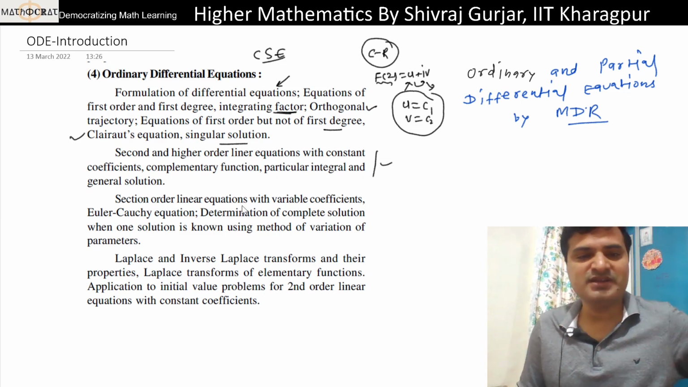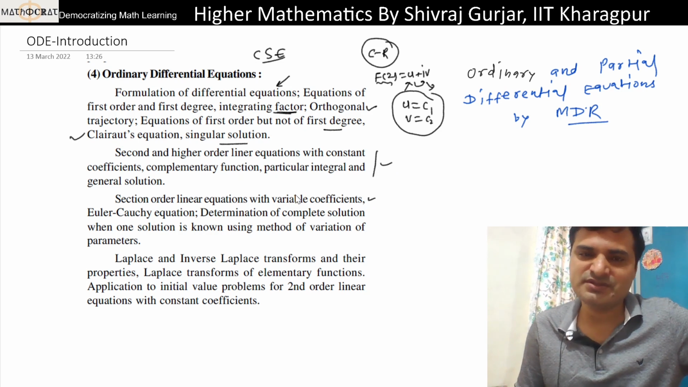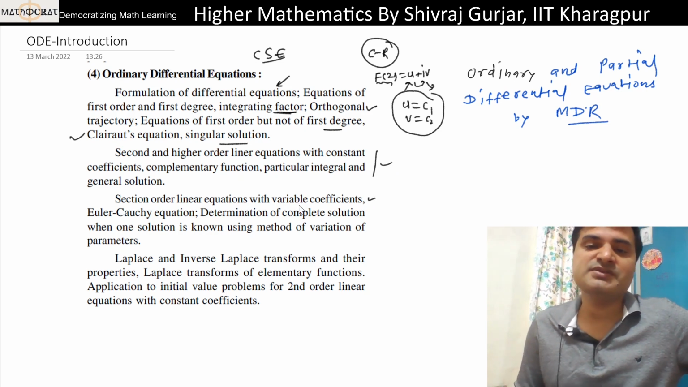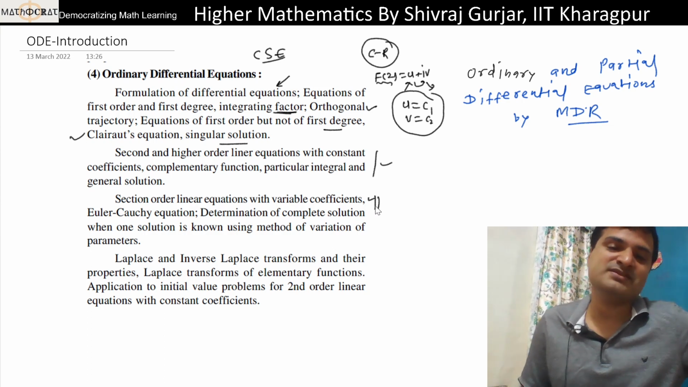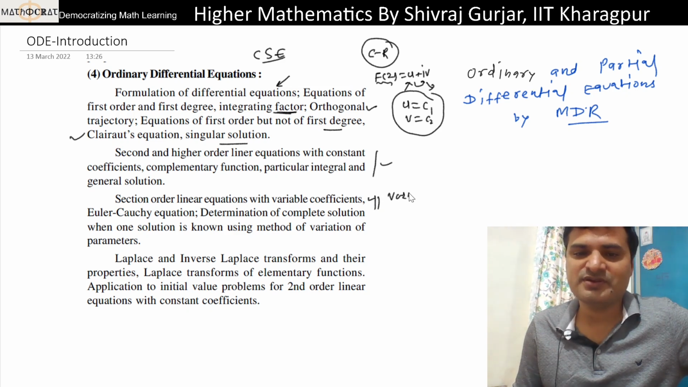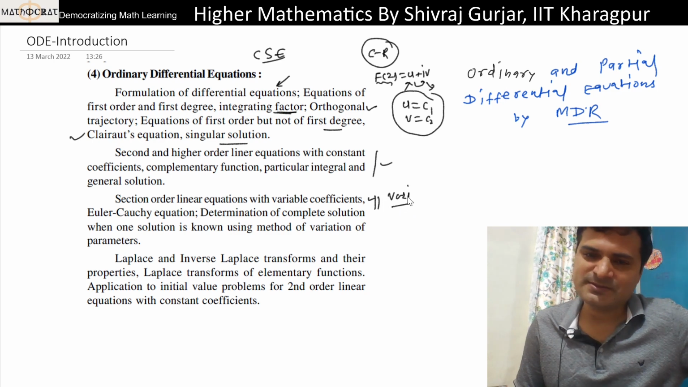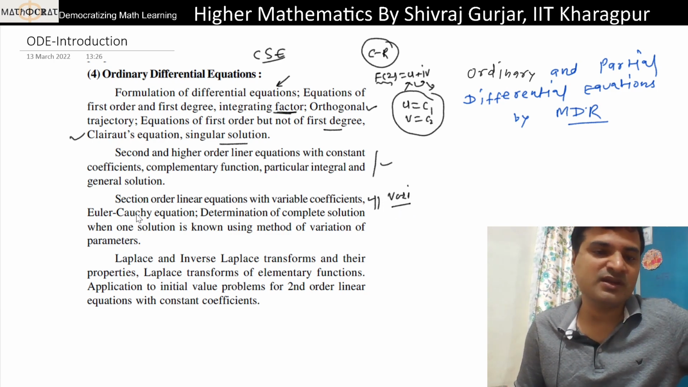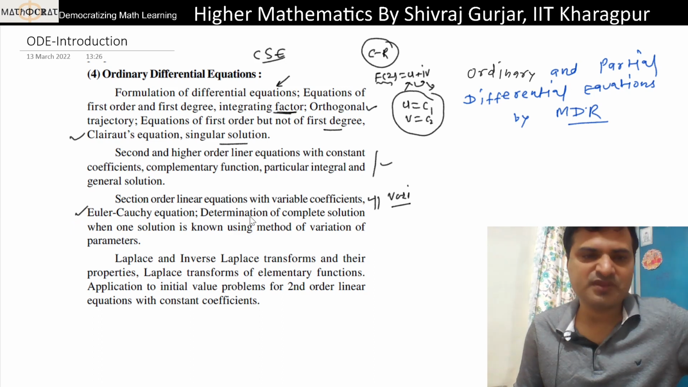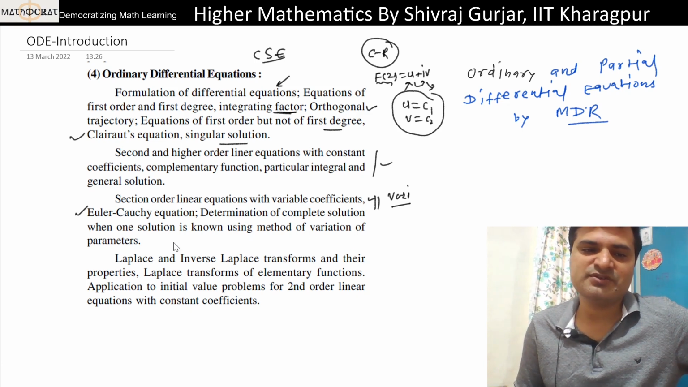Then we have second order linear equation with variable coefficients. There are 4-5 methods to solve these, which are part of our syllabus. So we'll go one by one, and this is also a regular occurrence in the paper. In fact, variation of parameters is the most favorite. It comes regularly. Then there are other methods as well. We'll discuss those. Euler-Cauchy equation. This is also an important and easy concept. Determination of complete solution when one solution is known, using the method of variation of parameters.